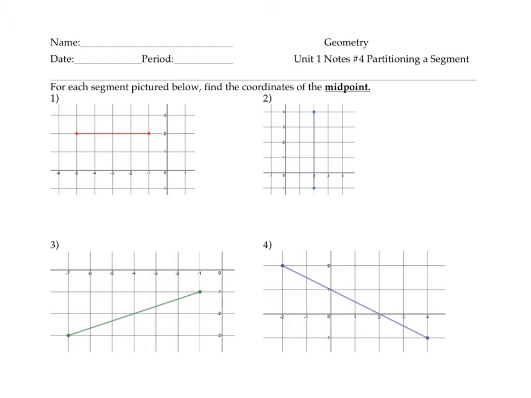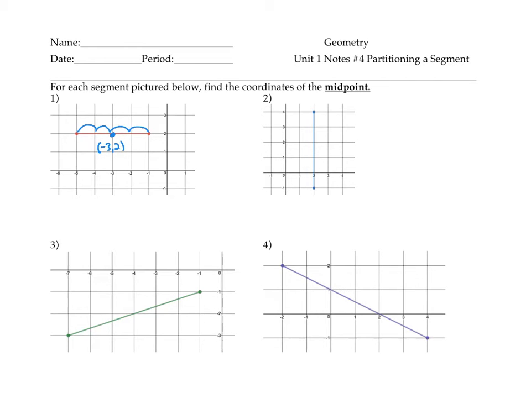Alright, but starting with midpoint, if we take a look at the line segment in number 1, we notice that it is 4 units long. So if we want to find the midpoint, we just need to cut that distance in half. And the midpoint would be at -3, +2.